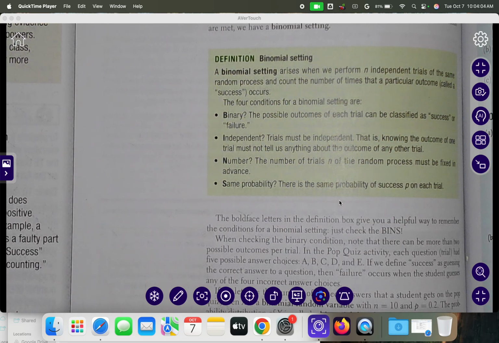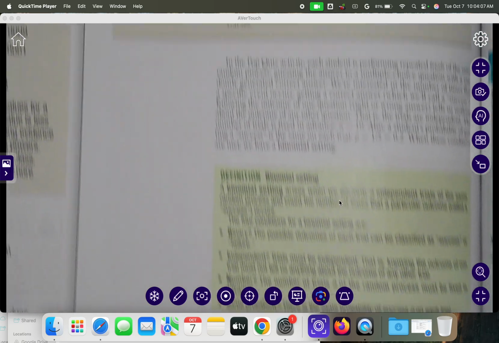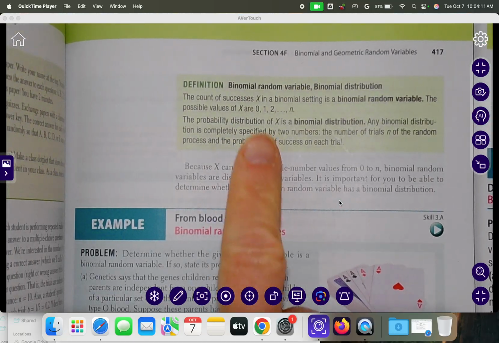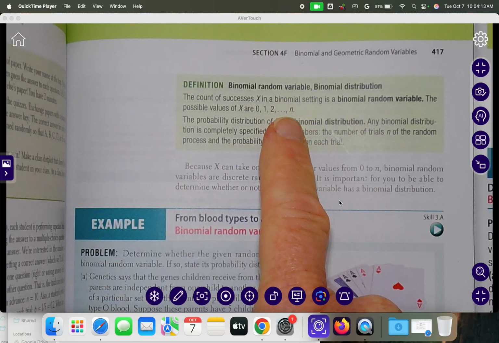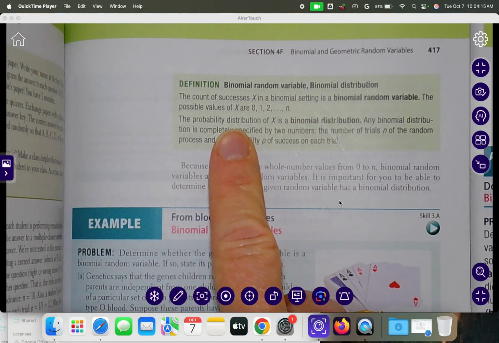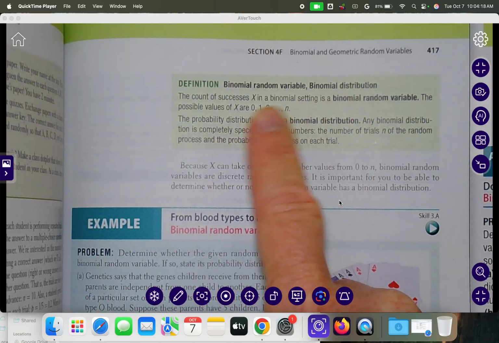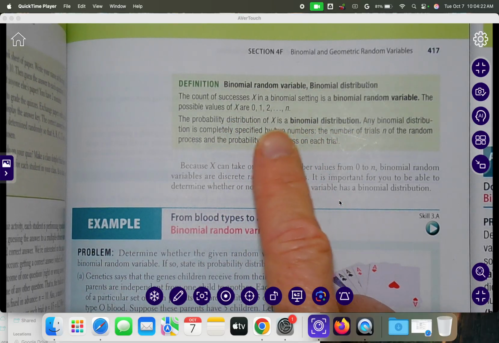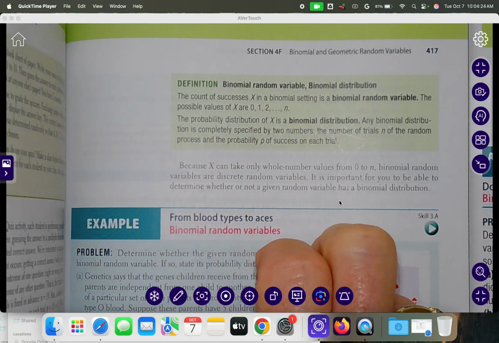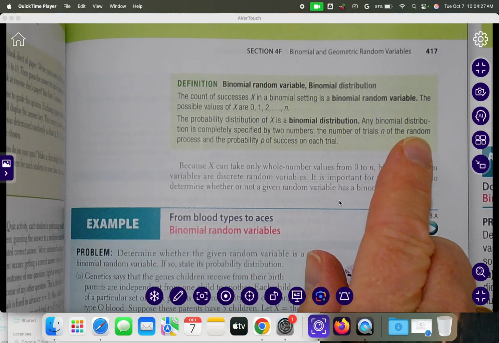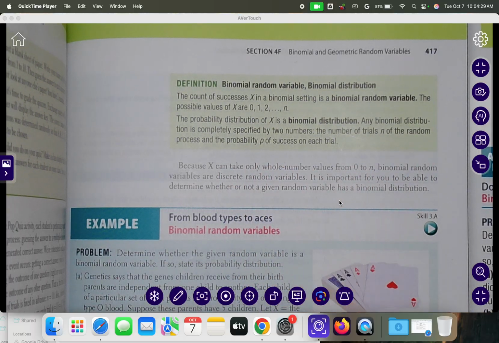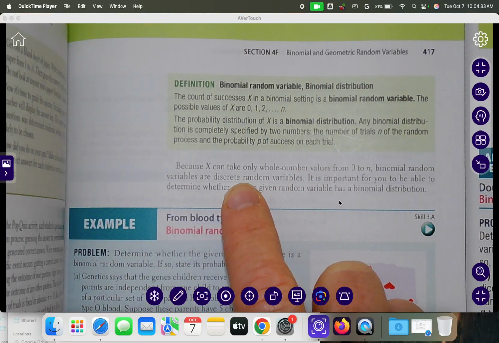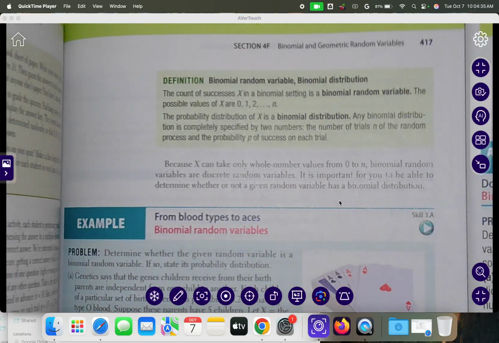Your binomial random variable basically can be anything from 0 up to however many trials you have. If you have that random variable and you have the probabilities, the probability distribution is called a binomial distribution. The 2 parameters, or the 2 numbers, are n, the number of trials, and p, the probability of success. It will only take up whole numbers, so it is a discrete random variable.